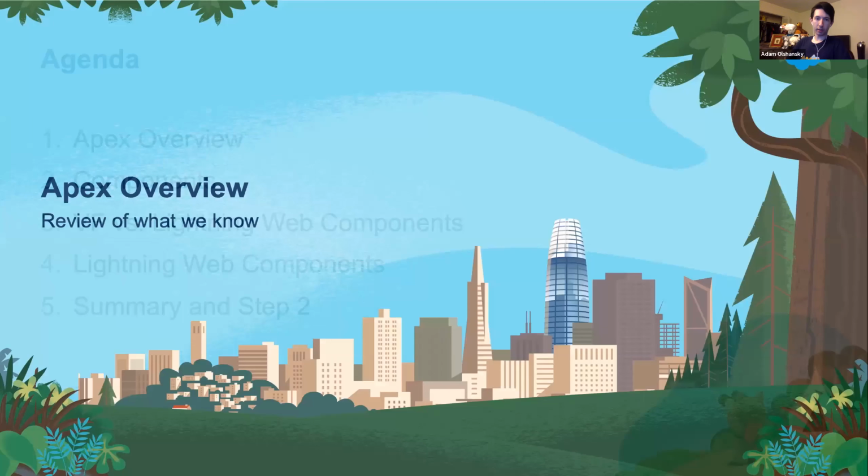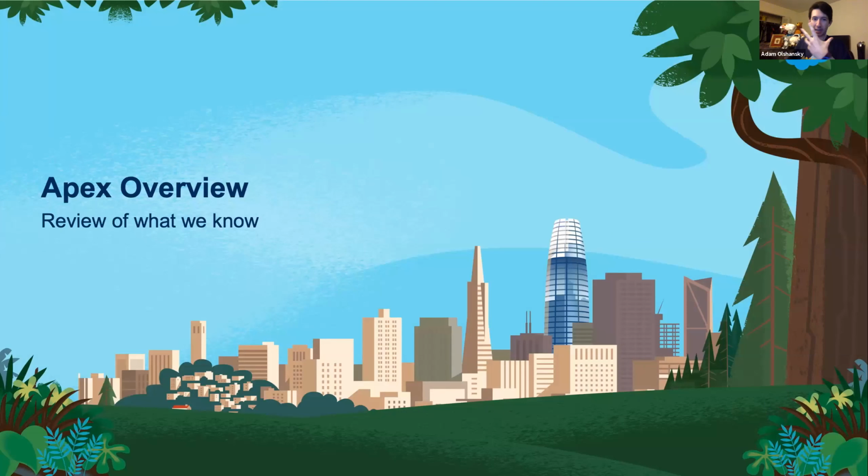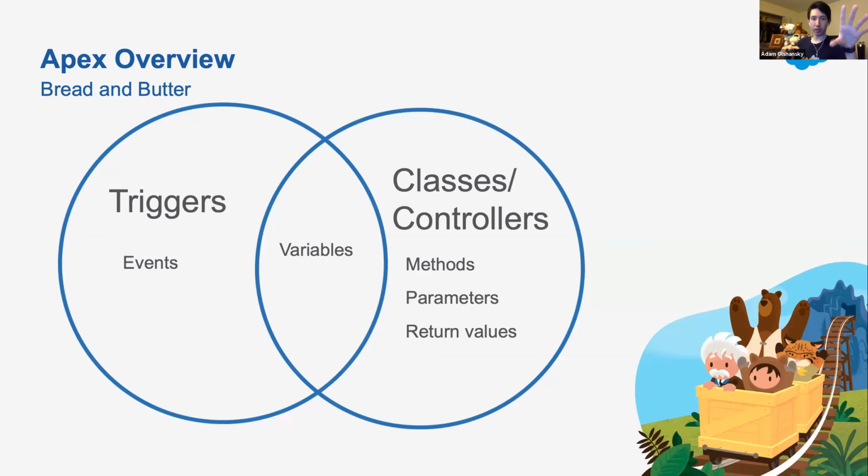All right, so let's talk about stuff we're familiar with first. This is just Apex, what we already know. There are 2 flavors of it, right? We have triggers, and then we have classes and controllers. Your triggers are where all your events live, right? Your before insert, after update, your database events. Your database events fire off your code. And then your classes and controllers are going to have your methods, your parameters, your return statements. And mixed in there are going to be variables, right? So we're familiar with all of this.